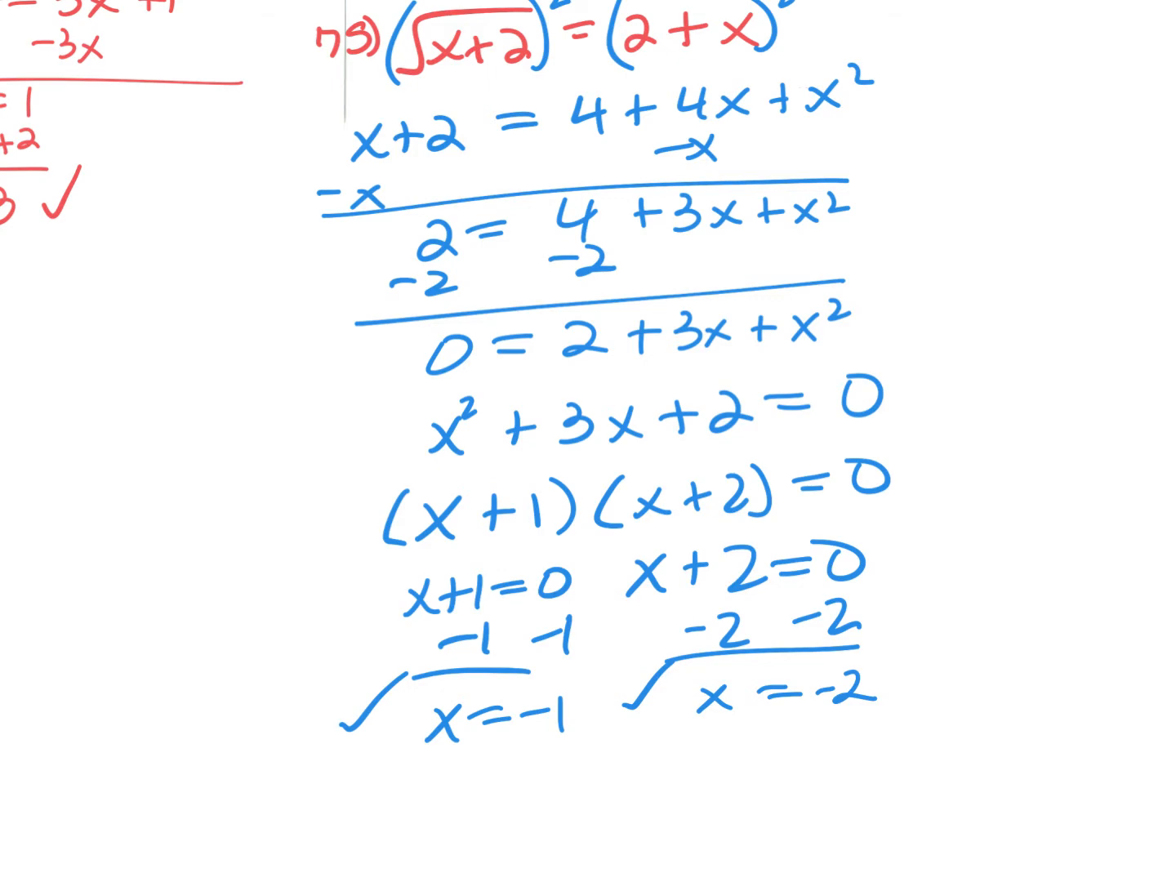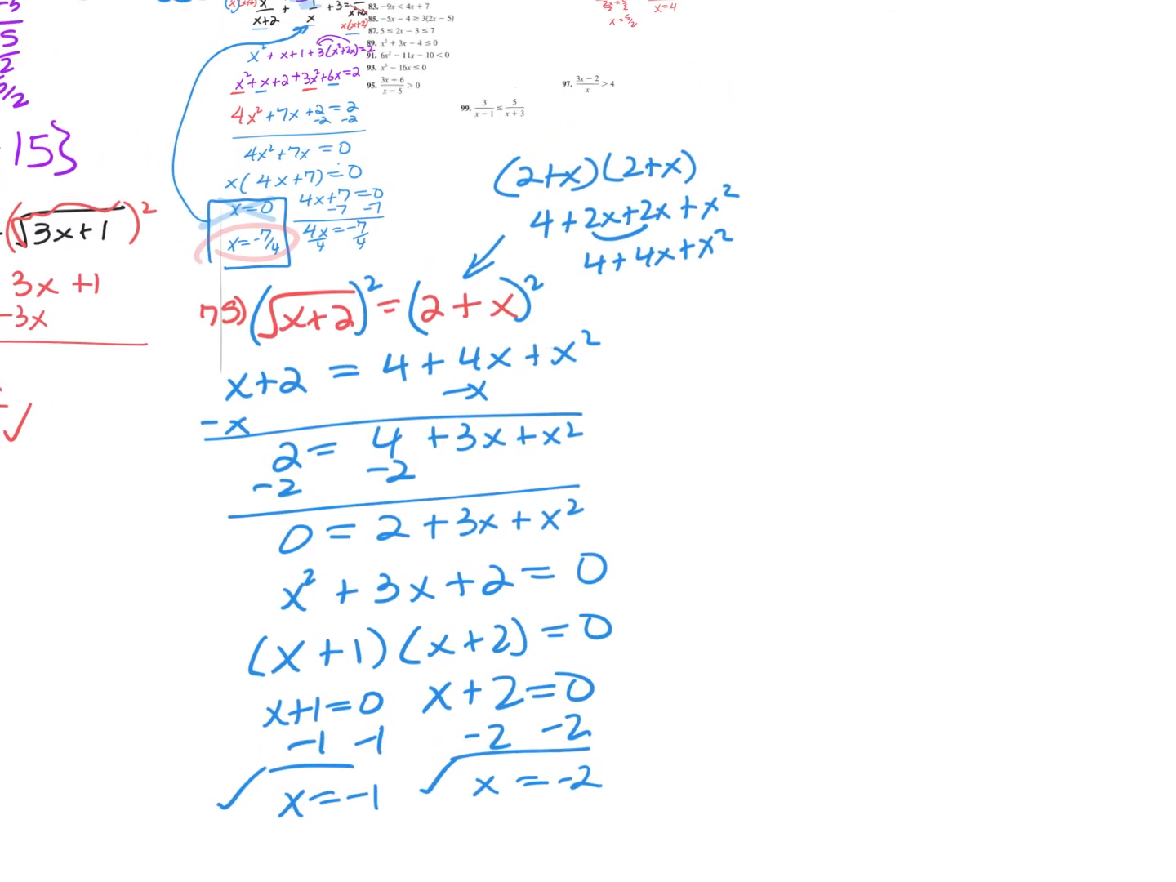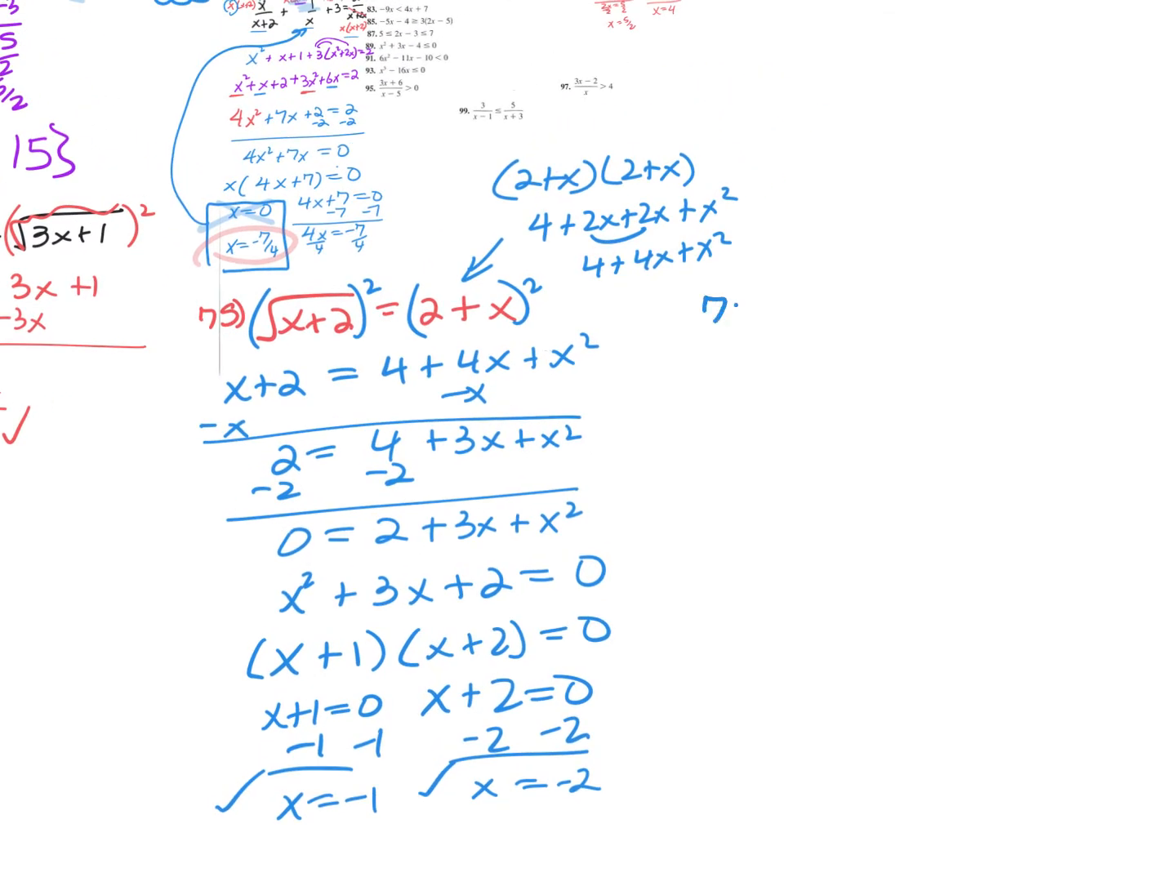Number 77. Now you should be checking these and plugging them back in when it's radicals. I didn't check it on 73, but you should be doing the checks, but they all work. This next one, they're not going to work. So let me just show you how to do this next one. 77, the square root of x plus 3 minus the square root of 3x plus 10 equals 1.